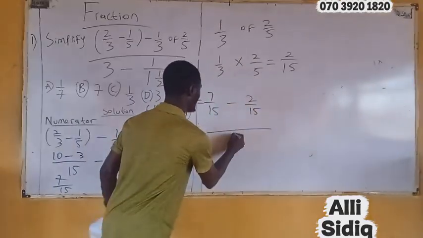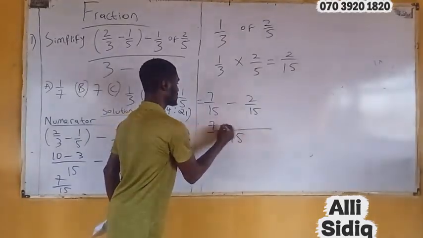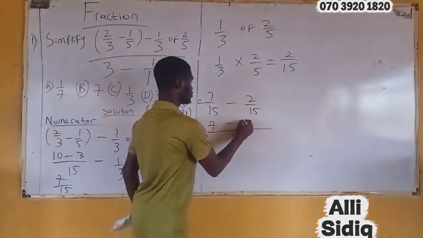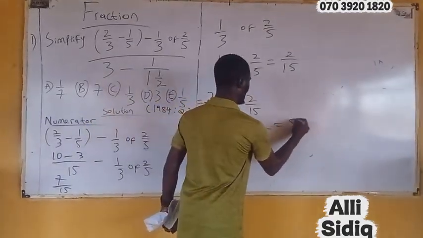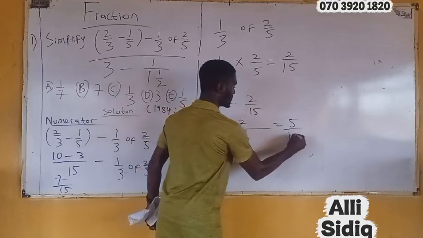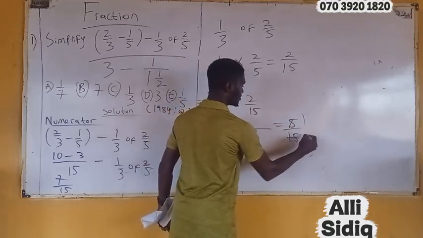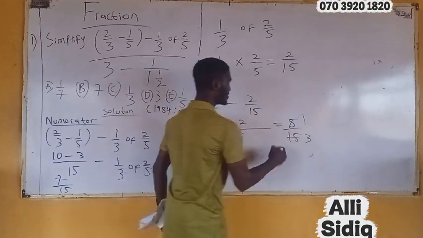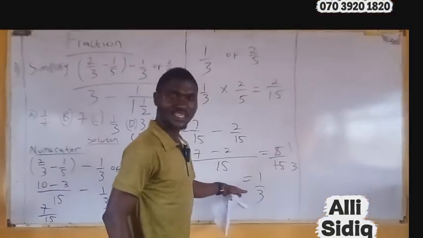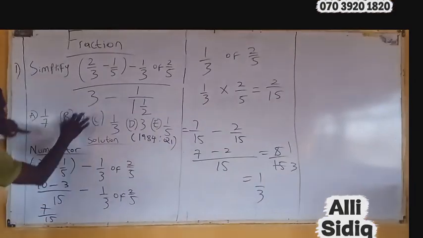So I have 15. 15 in 15, 1. 1 times 7, 7. Minus 15 in 15, 1. 1 times 2, 2. Then 7 minus 2 becomes 5. 5 over 15. 5 here 1, 5 here 3. So that means I have 1 over 3. So the 1 over 3 is for the numerator. Don't forget, we are still solving the numerator. We have not gotten to the denominator.